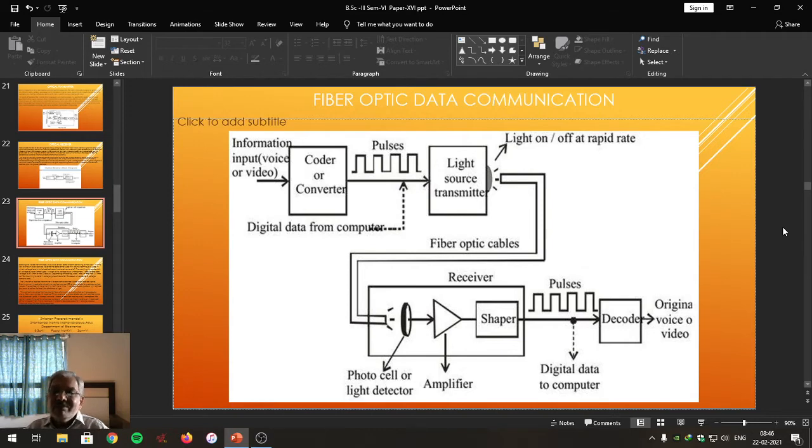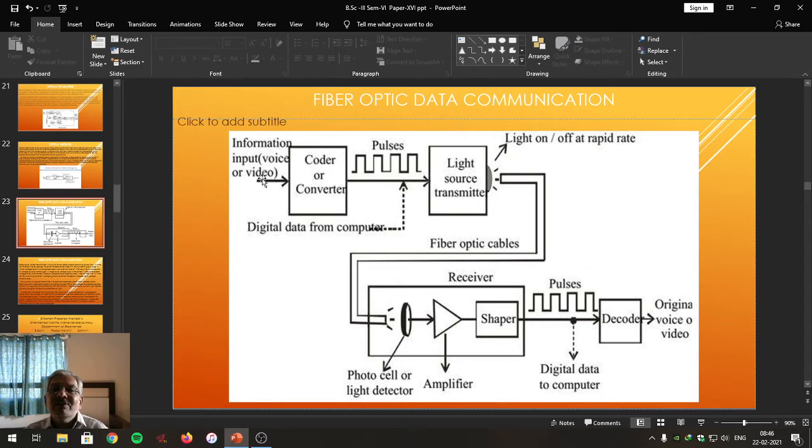Student friends, today we are going to discuss digital data communication by using optical fiber, meaning thereby fiber optic data communication. The block diagram of fiber optic data communication is represented here.